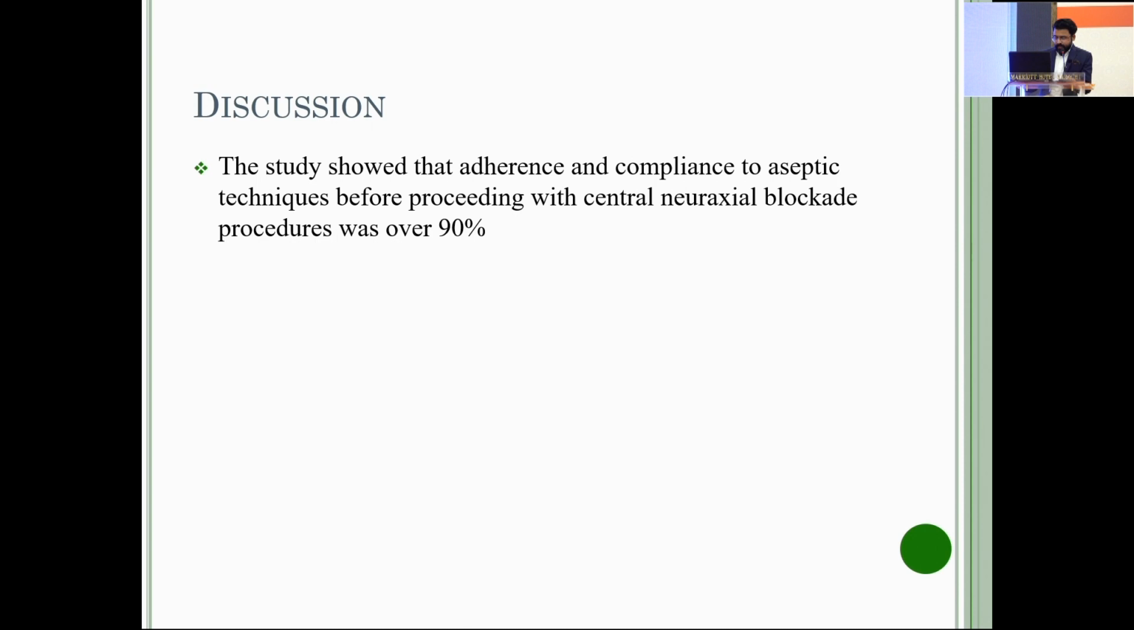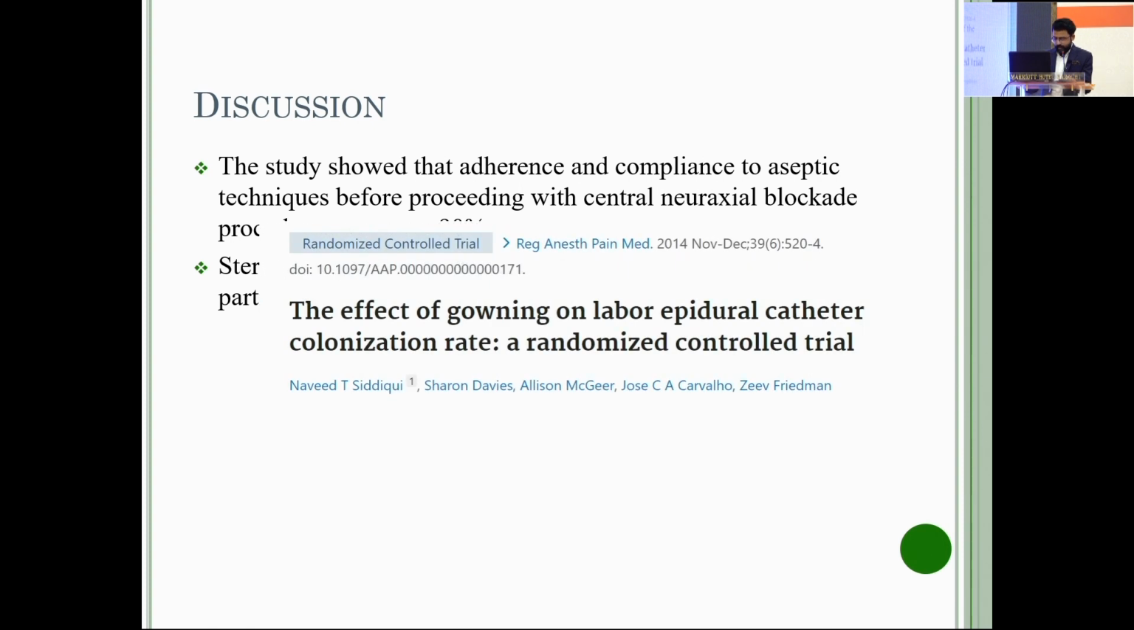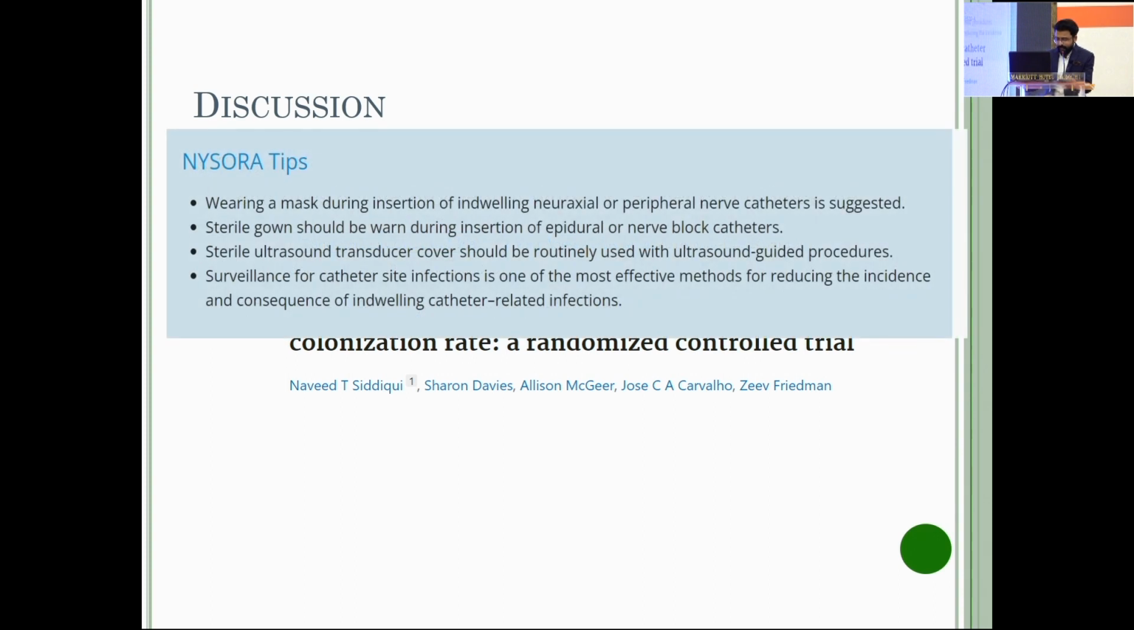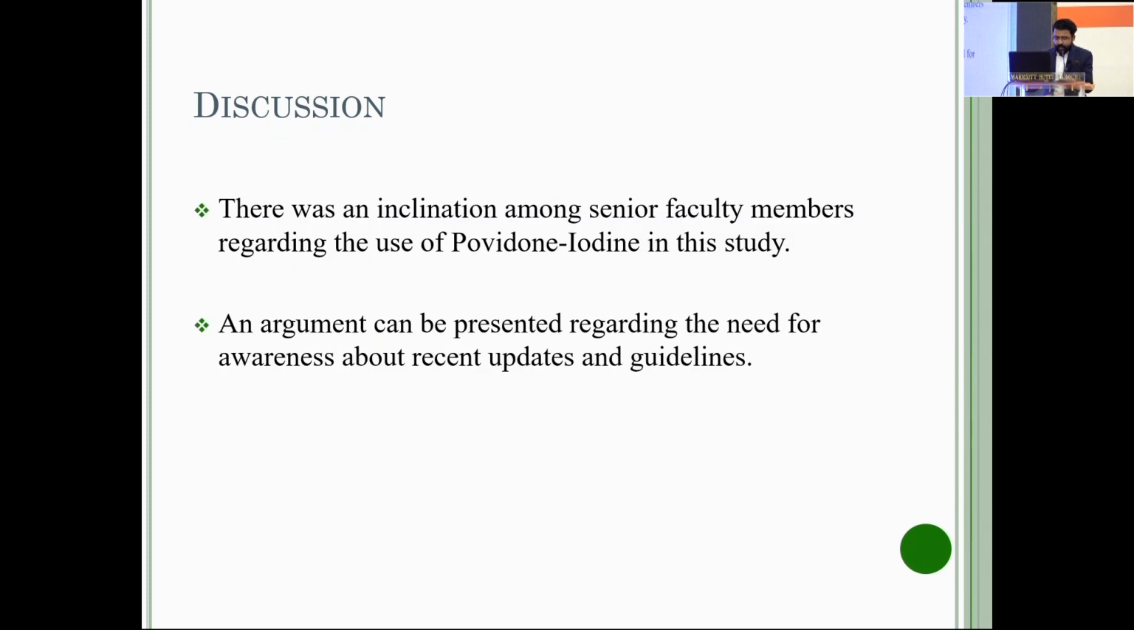Adherence to sterile barriers was over 90%, but the excess use of sterile gowns was among half of the population. One study showed no clear advantage when using sterile gowns during epidurals. It is, however, advisable to consider gowns when placing continuous catheters. Sterile gowns not only put an economic burden but also have a significant environmental impact. It was observed that the senior faculty had an inclination towards povidone.